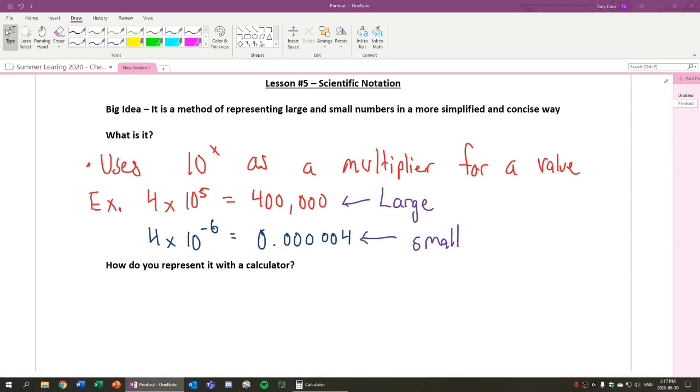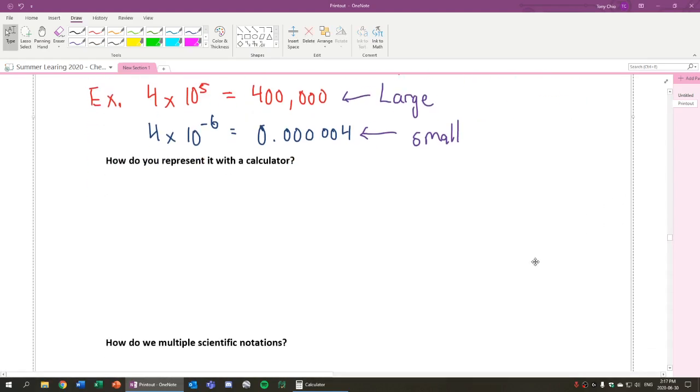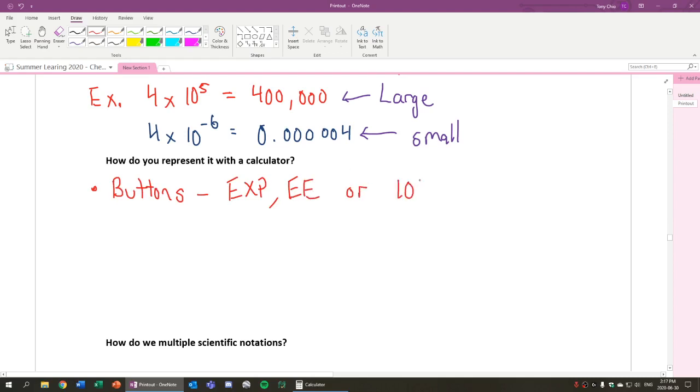So how do we use scientific notation in our calculator, for example? How do we represent it? On your calculator, you have buttons. What you want to do is look at buttons such as EXP, EE, or there might even be a 10 to the x button. But you also have the exponent button, so you can punch it in manually. The exponent button can usually be seen as y to the x, x to the y, or a hat button, like an arrow pointing up.